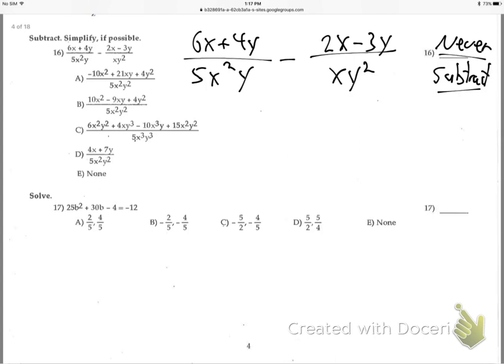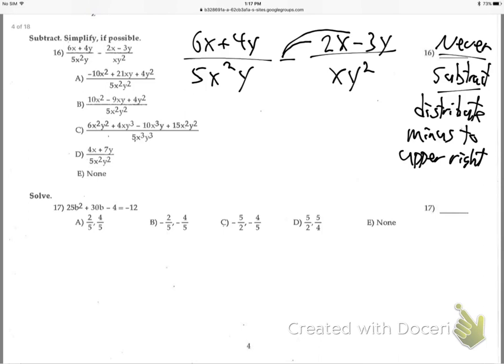Never. What do you do? It's a subtraction problem. What do you mean don't subtract? It's a subtraction problem. What do you do? Distribute. Distribute the minus to the upper right. Change signs and add, right? That minus goes to the, remember we never split.